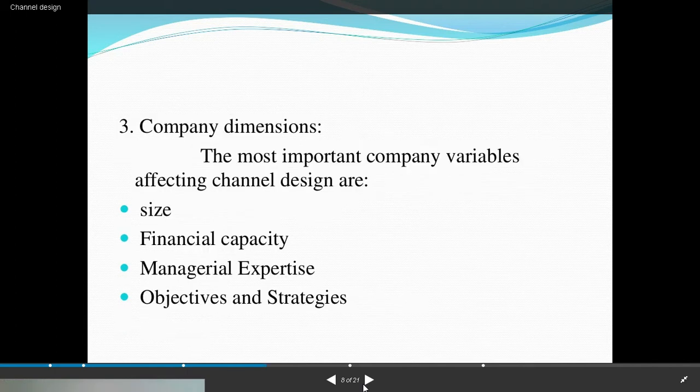Next, company dimensions. The most important dimension is the company dimension, and it affects the channel design. How? Because the company is going to finance the channel design. What is the size of the company? What is the financial capacity? What is the managerial expertise? What are the objectives, mission, vision, and strategies? Why have they created this? What is the profit ratio? How much time will it take? Will the business run for the short term or for the long term? Everything comes under the company dimensions.